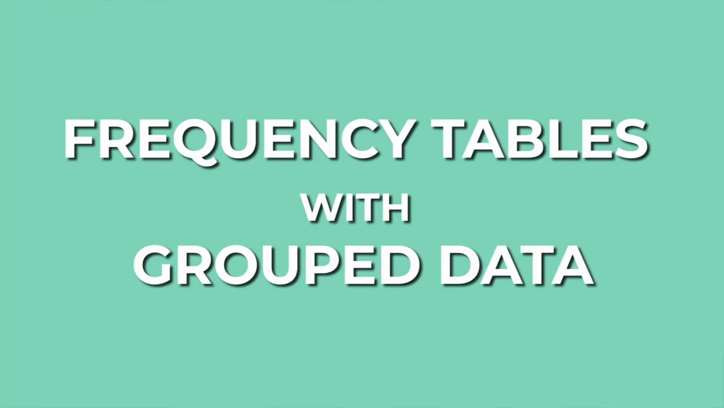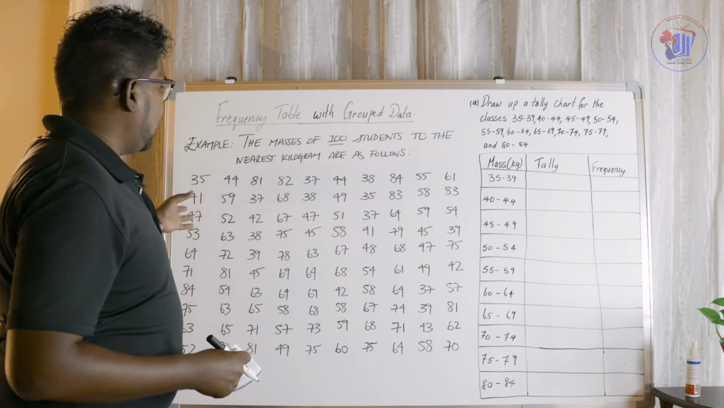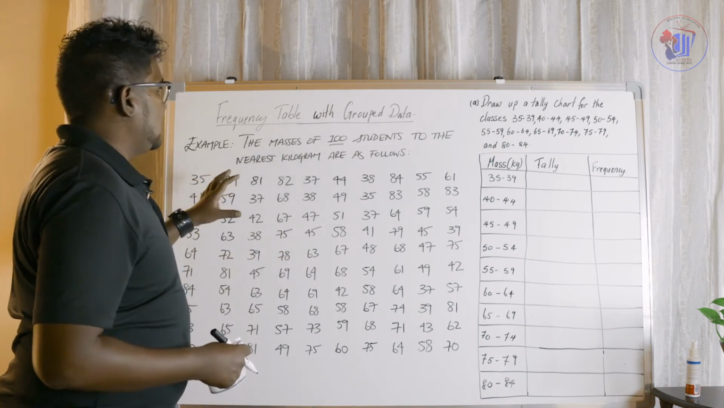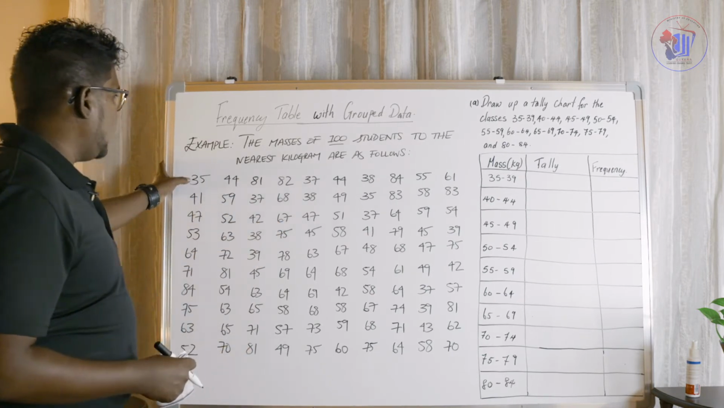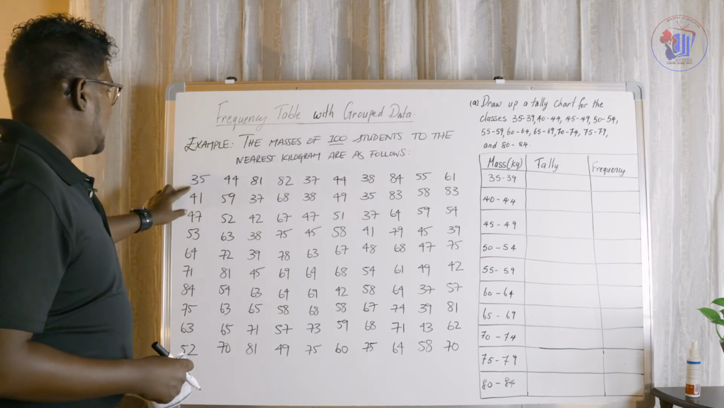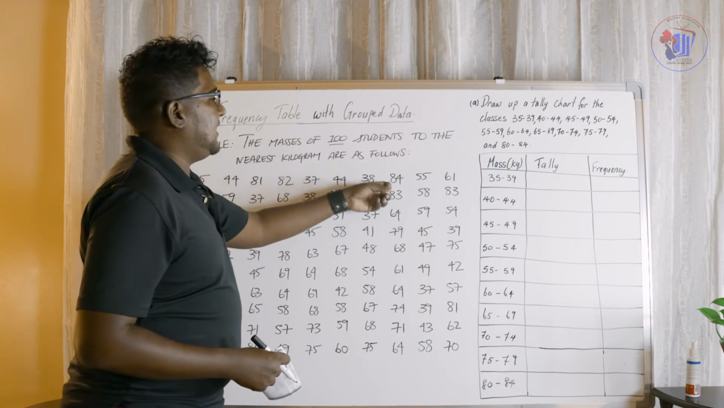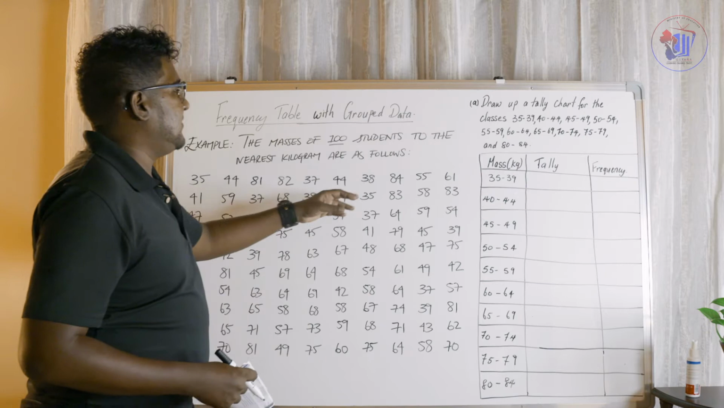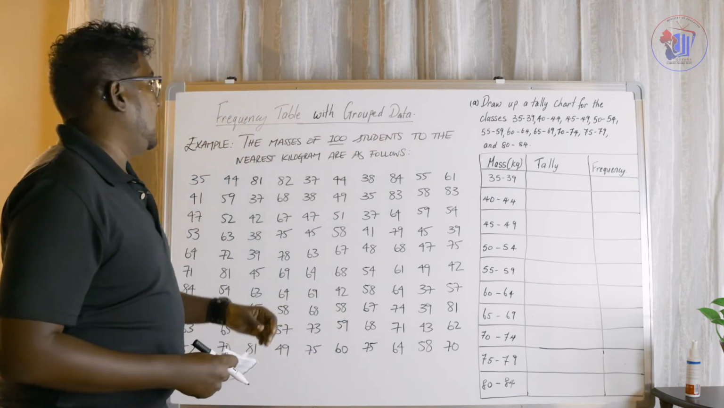We're looking at a frequency table with grouped data. In our first example, we looked at ungrouped data. Now, if you notice here, we have 100 numbers. If we were to use ungrouped data, then our smallest mass here would be 35, and the highest one would have been 84. So under mass, we would have had to list from 35 to 84, making this table very large.